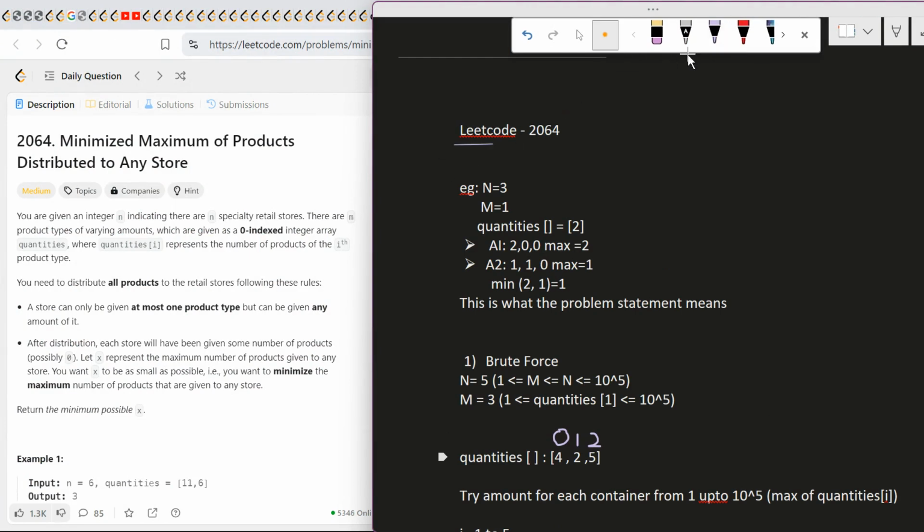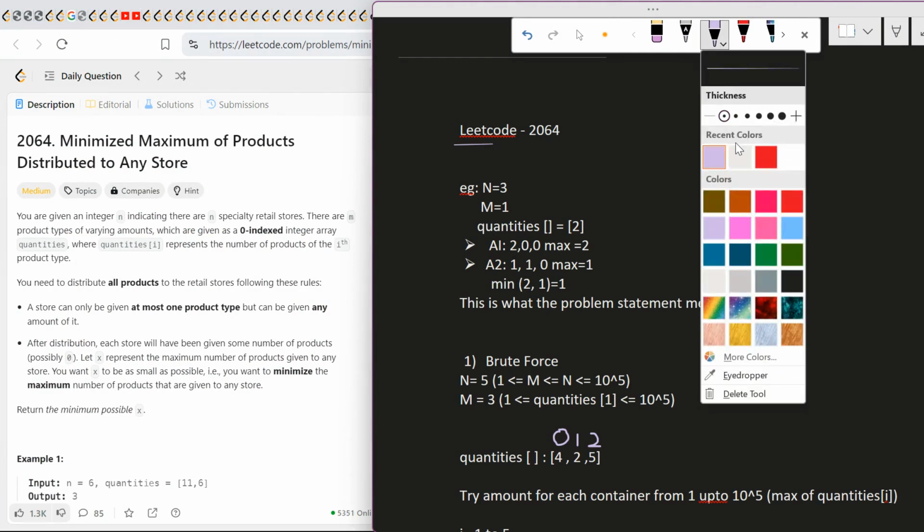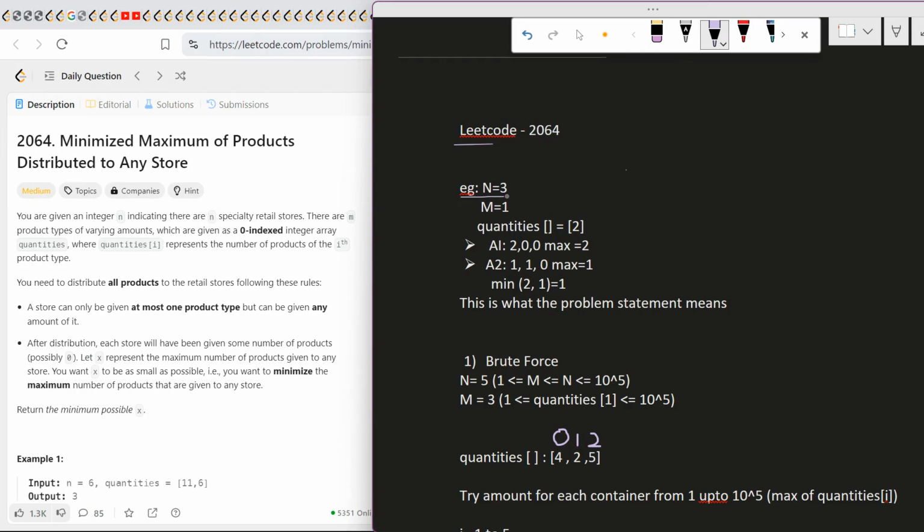This is today's problem. So n equals 3, m equals 1. Quantities array with only one value at index 0, which is 2. So as we have three placeholders, we will fill them accordingly. A1 would have 2 in the first container, 0 in the second, and 0 in the third. Max we would get is 2.